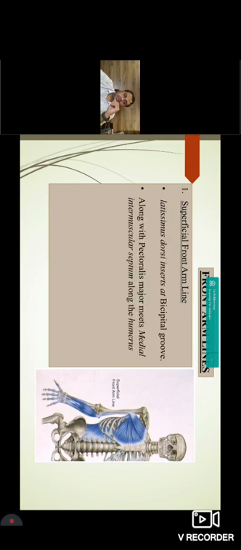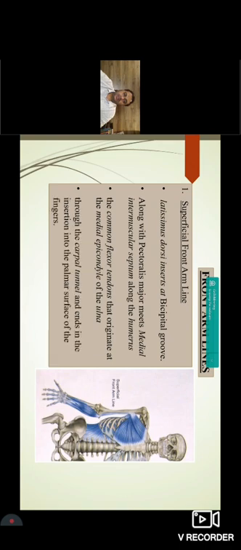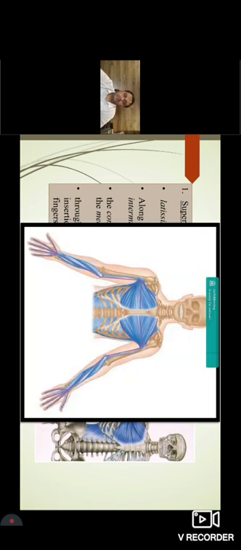But we need to understand why it is important, because these are the relevant cases that come to your clinic, right? The superficial front arm line is formed by the latissimus dorsi, inserts at the bicipital groove along the pectoralis major, meets the medial intermuscular septum along the humerus, the common flexor tendons that originate at the medial epicondyle, through the carpal tunnel and ends in the insertion to the palmar surface of the finger. So, very important.